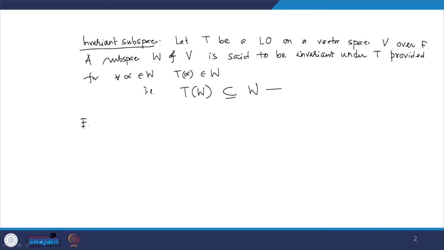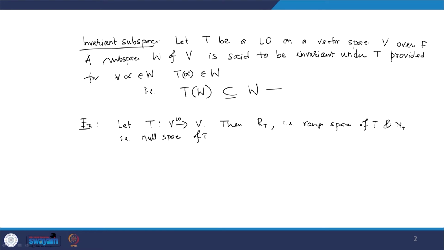For example, let T be a linear operator from V to V. The linear operator that I am denoting as LO from V to V. Then RT, that is the range space of T, and NT, that is the null space of T, are invariant under T. How?